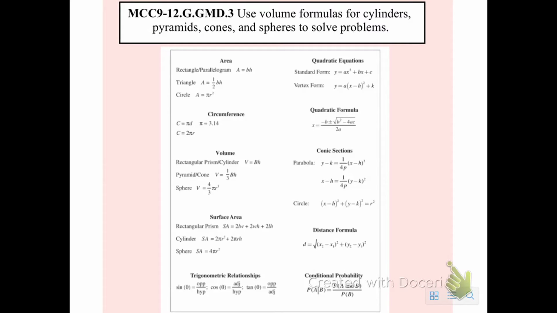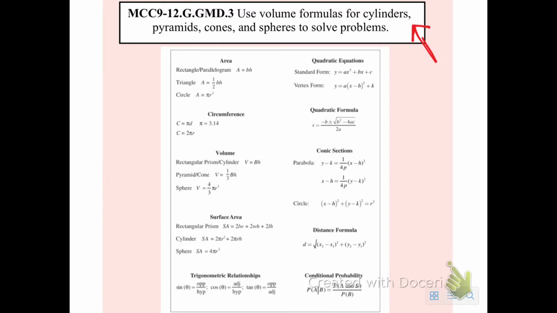Okay, what we want to do is work on this standard that we've been asked to work on. And the standard is right here. It states that we want to be able to use volume formulas for cylinders, pyramids, cones, and spheres to solve problems. Again, I want to make sure that we're accustomed to using the formula sheet, and this is the formula sheet that you're going to have on the EOCT.